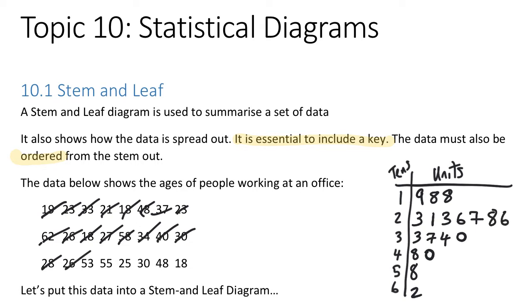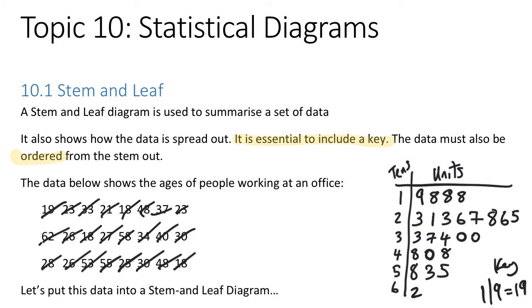And then 26, 53, 55, 25, 30, so we're going to put another 0 down. 48, so we'll put that in the 40 column. And then 18 we've got there. Now we said we need a key, so our key is something like 1/9 equals 19, where the slash represents the gap between our stem and our leaf.